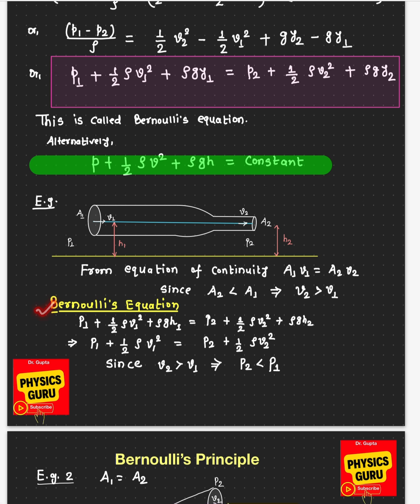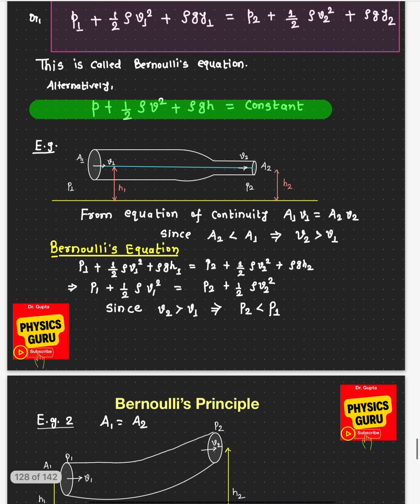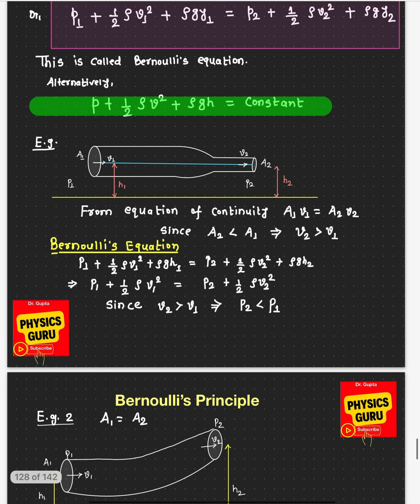So let's use the Bernoulli equation one more time. P1 + half rho V1 squared + rho g h1 is equal to P2 + half rho V2 squared + rho g h2. And in this case, height does not change, so this term and this term cancel out. So we have P1 + half rho V1 squared = P2 + half rho V2 squared, because the height is not changing.